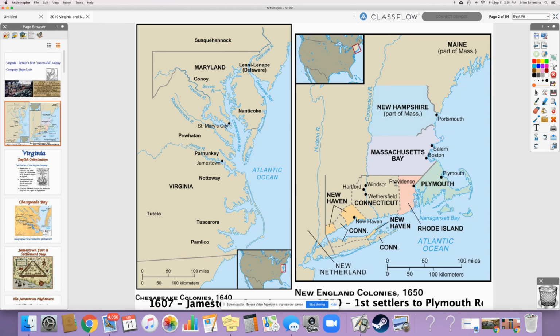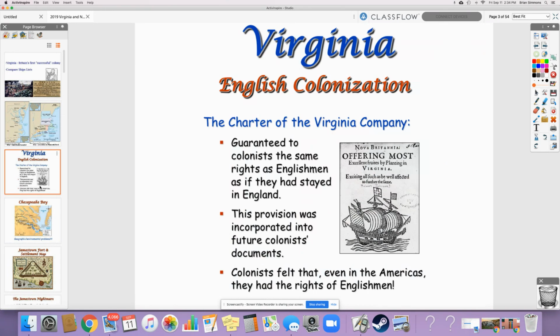Both of these areas are founded in roughly the same time period. We're talking about the first half of the 1600s. They're both founded by British people. They're both on the east coast of what will become the United States, but there's a lot of differences between these areas, and that's what we want to start to examine.